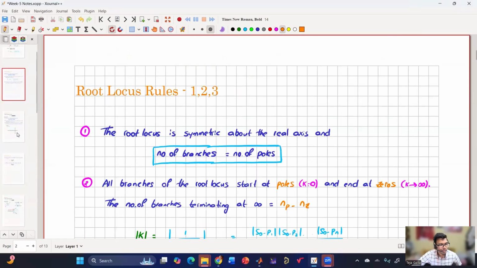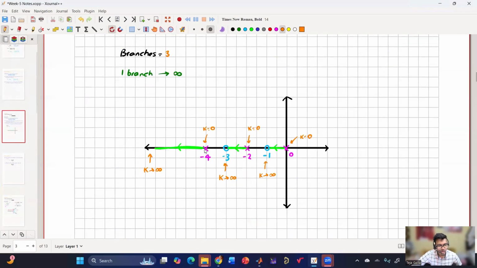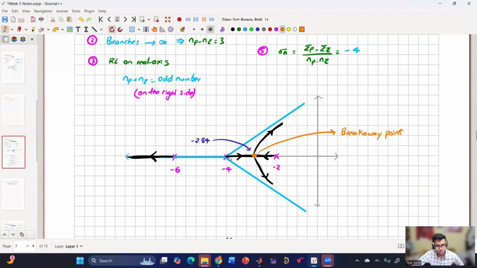If you consider this one, the pole is moving towards 0, there is no hitting. Whereas in this case, two poles are moving towards each other, which means they will hit at some point. When they are hitting, a breakaway point will exist. If they are not hitting, a breakaway point will not exist. So only when they are hitting is there a question of a breakaway point.